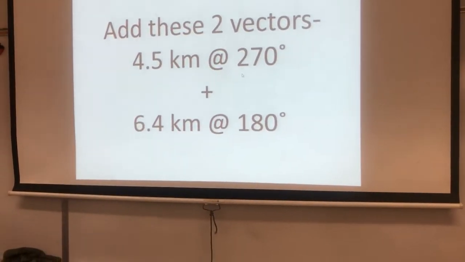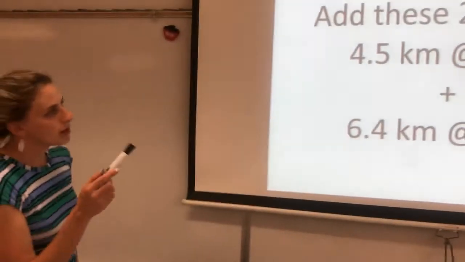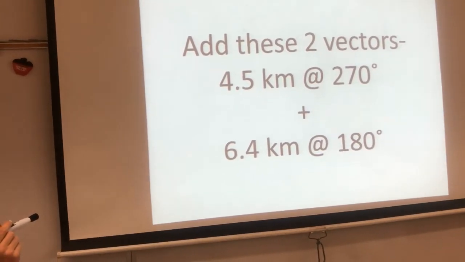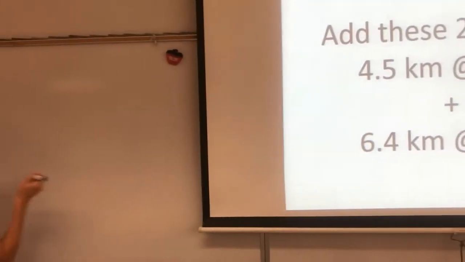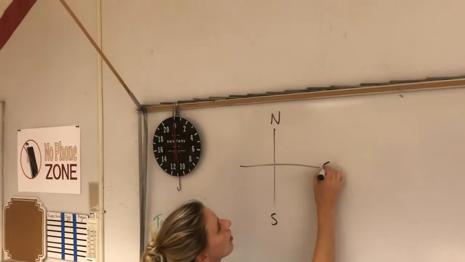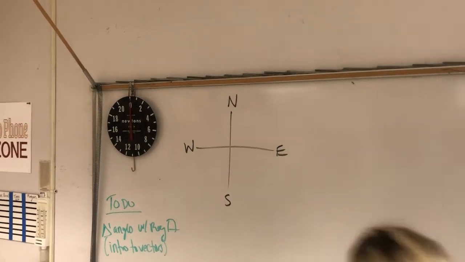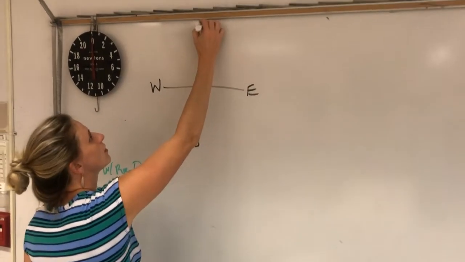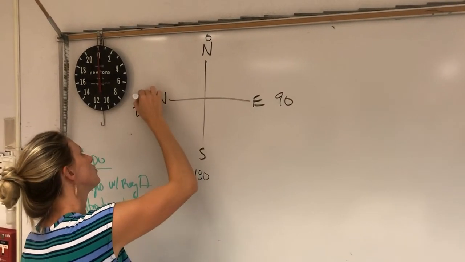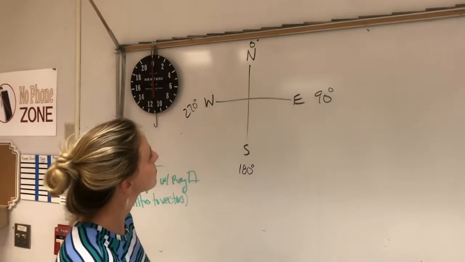Oh, example problem. Add these two vectors. Ladies and gentlemen, pause the video. See if you can do this. See if you've got what it takes. Draw a compass rose up over there on the left, north, south, east, and west. Start with that. And what are the numbers that go with it? Do you start with 0 up here? 0, 90, 180, 270. Now that 0 is also 360 if you go all the way around, but we just call it 0.